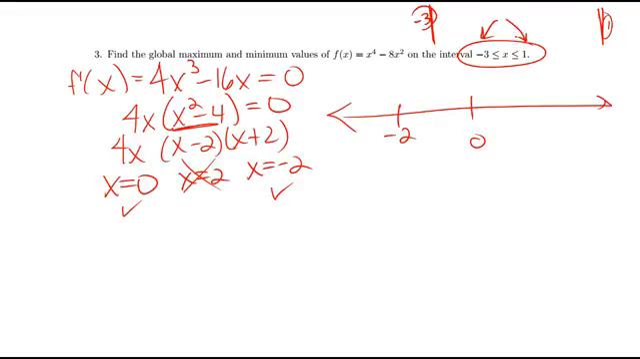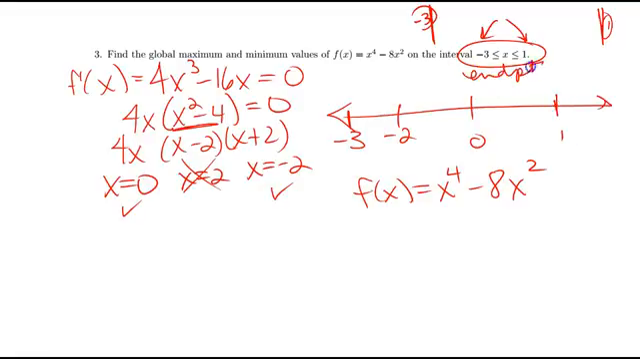So instead, I'm going to go back to the original function, and I'm going to check the values at -2 and 0, which are my max and min. One of them or the other, I don't know. I'm going to check at -3. I'm going to check at 1 because those are my endpoints, right?